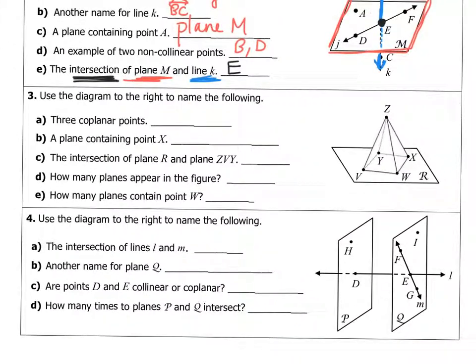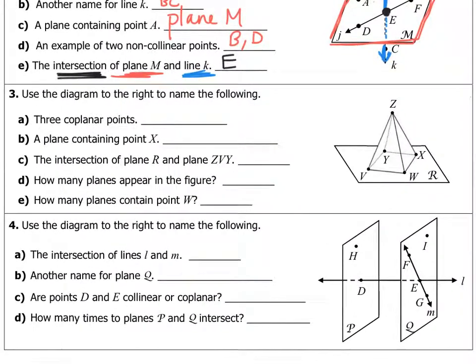So next example, let's go ahead and use a diagram at the right to name the following. So here I'm looking for 3 coplanar points. So coplanar points refer to points that are on the same plane. So one example would be Z, V, and W. Z, V, and W all are on the same plane. In this case, this is considered a plane.